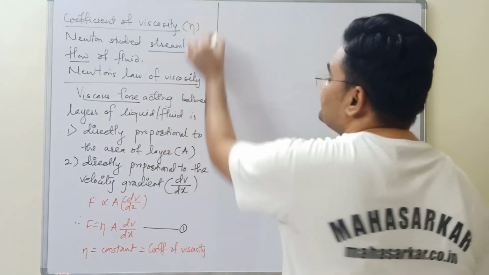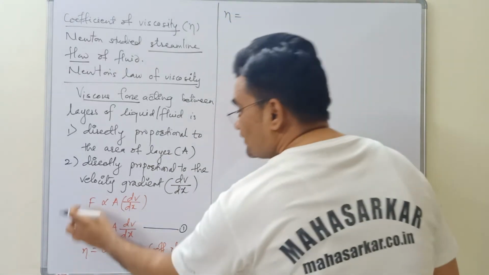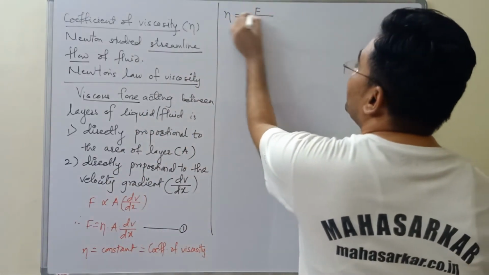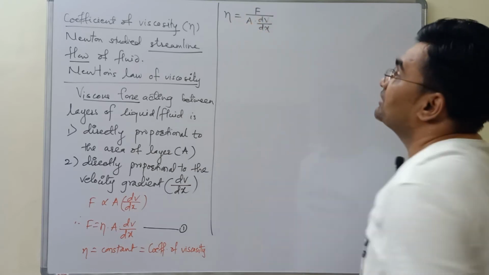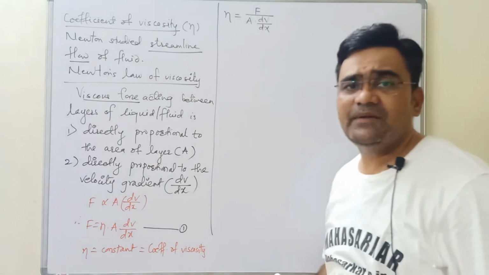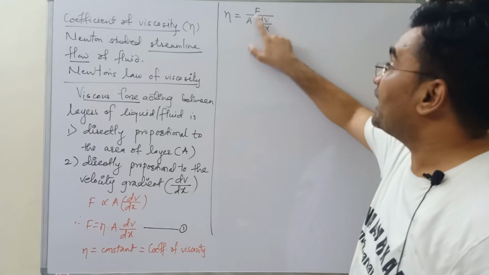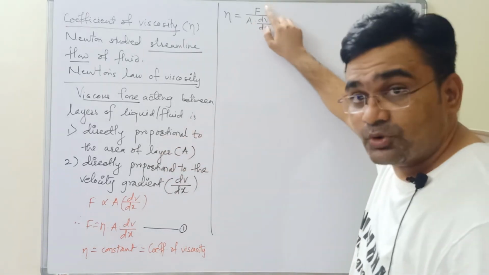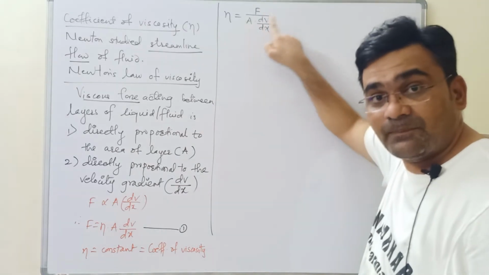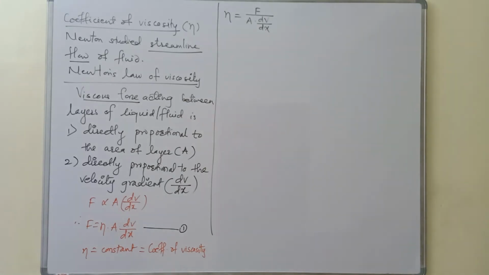What should be the value? See here, eta can be equal to, this entire thing will go in the denominator towards LHS, so it will be A into dv by dx. So from this formula you can easily define eta, that is, viscous force acting per unit area per unit velocity gradient is called the coefficient of viscosity. So what should be the SI unit for this?